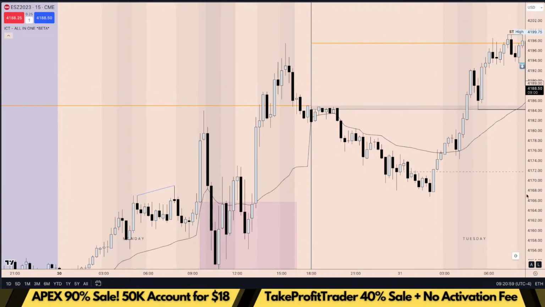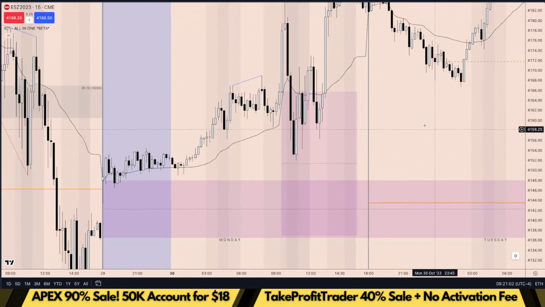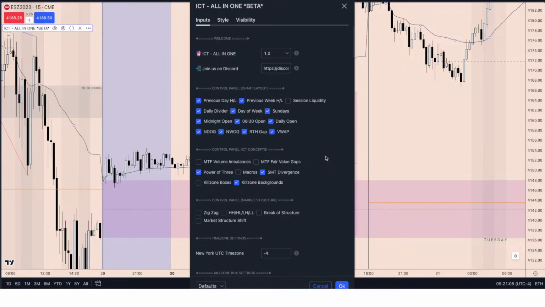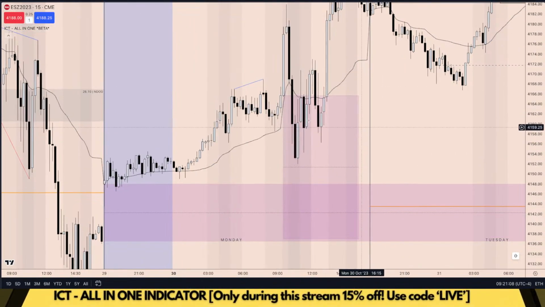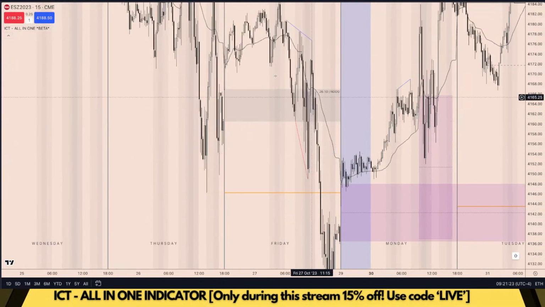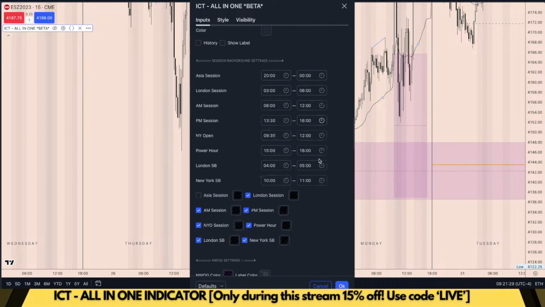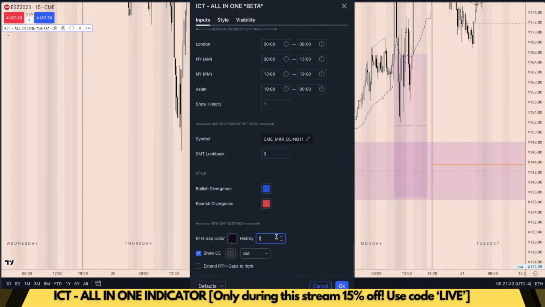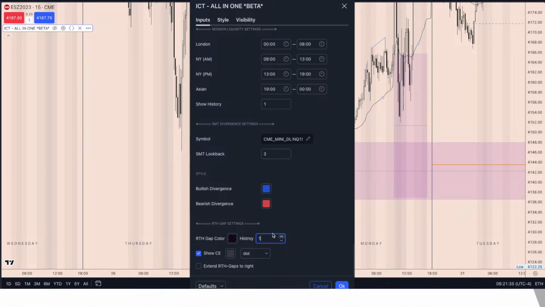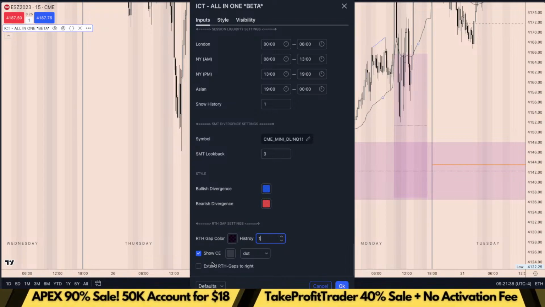So in the beta version of this indicator, it's now possible to display the regular trading hours opening gap. Once 9:30 opens up, this little box is drawn and extended over until 4 p.m. New York local time. You get a visualization of the regular trading hours opening gap without having to switch between them. You can go into the settings, all the way at the bottom, and choose how many regular trading hour gaps you want to see, and whether you want to see the consequent encroachment, or extend them to the right.